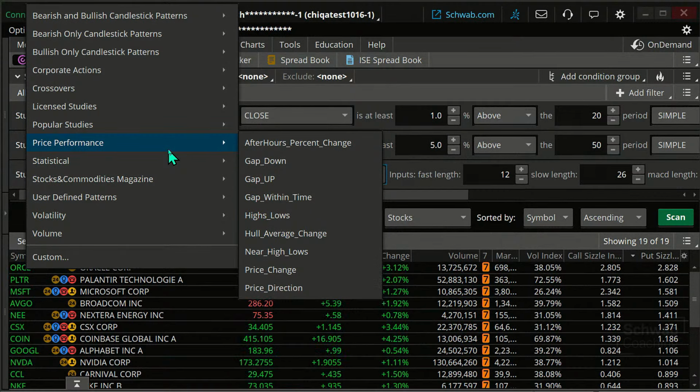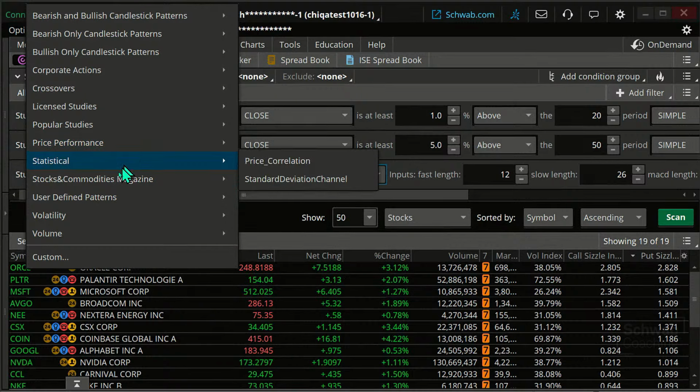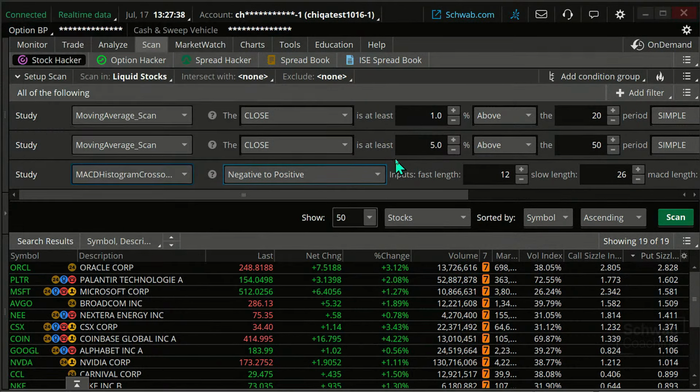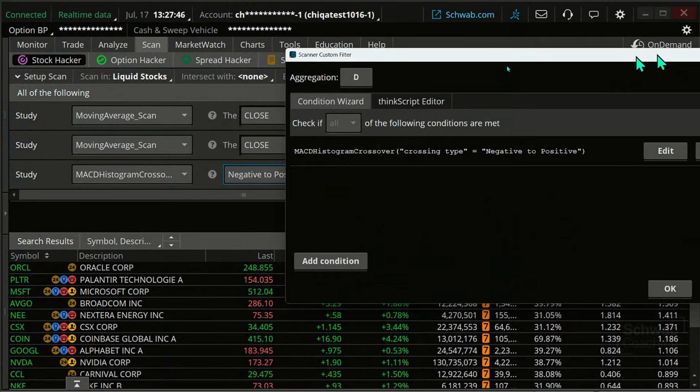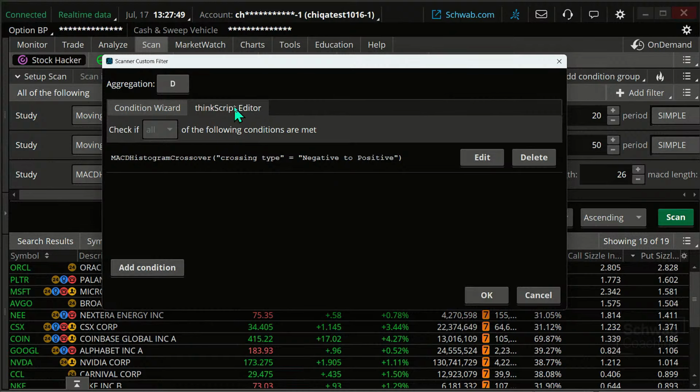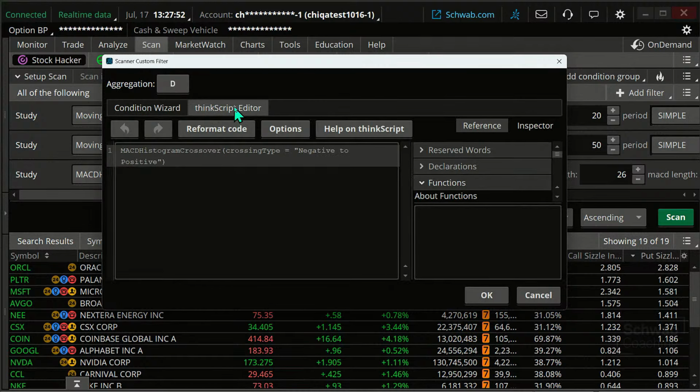So we're going to have to customize this one on our own. I'm going to go down to the bottom. I already clicked on Study Filter, and then I'm going to go to Custom right here. And it brings up this. Again, I can go to ThinkScript Editor. If I wanted to, I could add in script. Someone earlier mentioned a particular AI tool, I believe, but you could do that if you wanted to. I'm not going to do that.